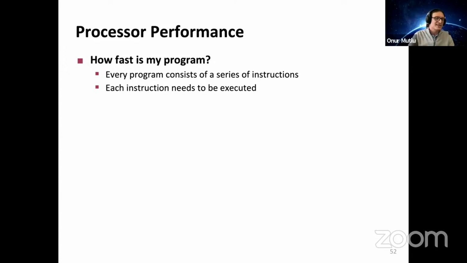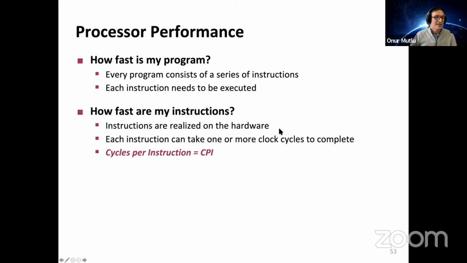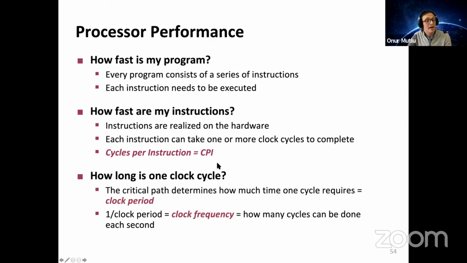So I have these slides just for your benefit. I'm not going to go through them in detail, but these essentially explain what I just said. Every program consists of a series of instructions. Each instruction needs to be executed, and instructions are realized on the hardware. Each instruction can take 1 or more clock cycles to complete, but in a single cycle machine, it takes only 1 clock cycle. The question then becomes, how long is 1 clock cycle? In a single cycle machine, or any machine actually, the critical path of the combinational logic determines how much time 1 cycle requires. This is the clock period, and 1 over clock period is the clock frequency, how many cycles can be done in each second.